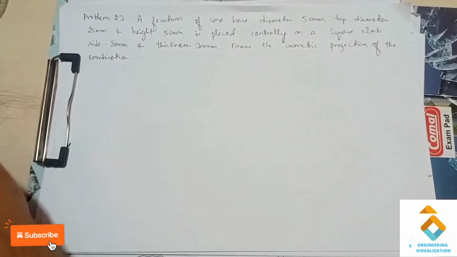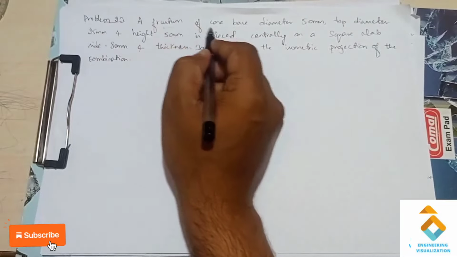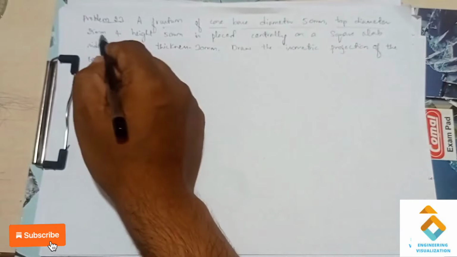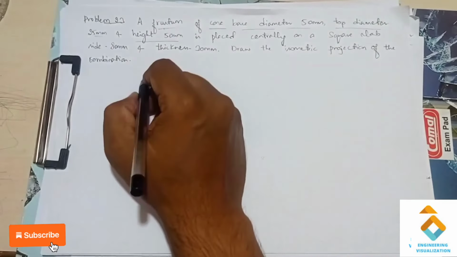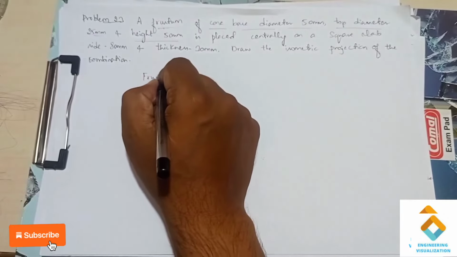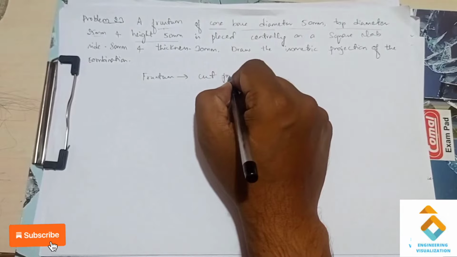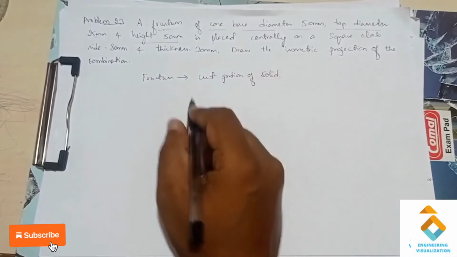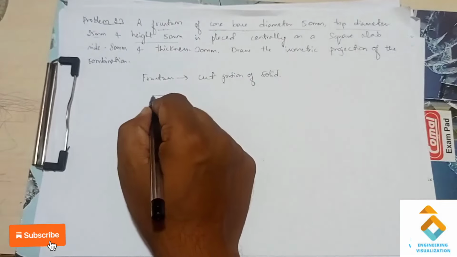Welcome to Engineering Visualization channel. Problem number 23 from CAD solution book. A frustum of cone, base diameter 50, top diameter 25 and height 50 mm is placed centrally on a square slab. So first we are going to know what is meant by frustum. Frustum is nothing but a cut portion of the solid, cut to a particular height. Here you can see it is a frustum of cone.